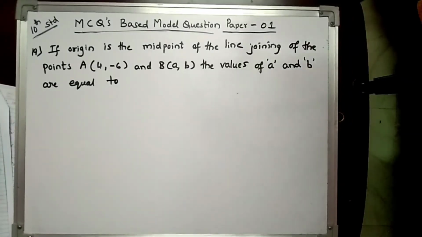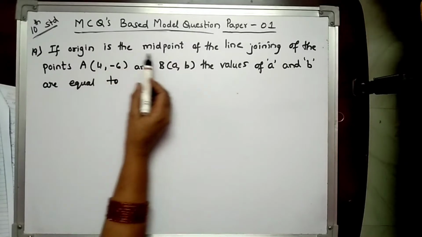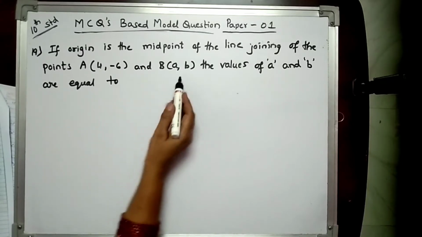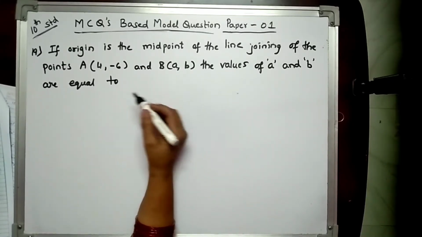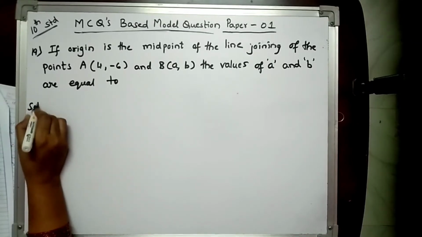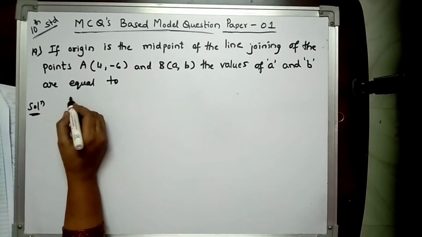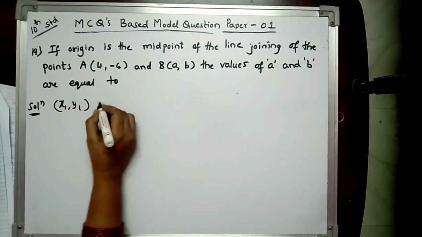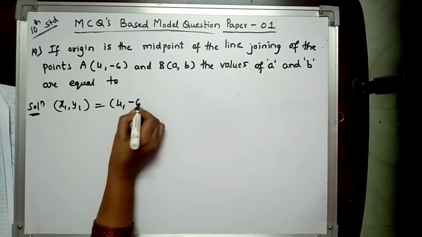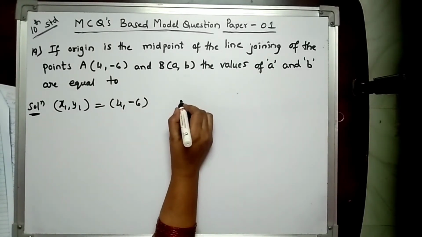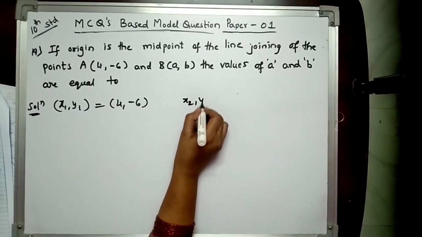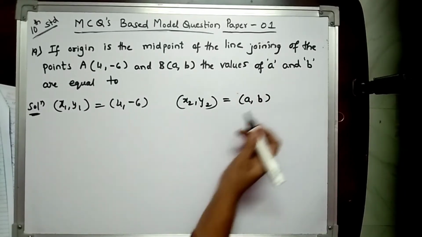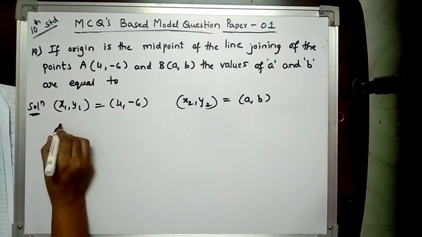Next question. Question number 19. If origin is the midpoint of the line joining the points A 4 comma minus 6 and B a comma b, the values of a and b are equal to. Here I am using the midpoint formula. So point x1 y1 is 4 comma minus 6, and x2 y2, another point B, is a comma b.